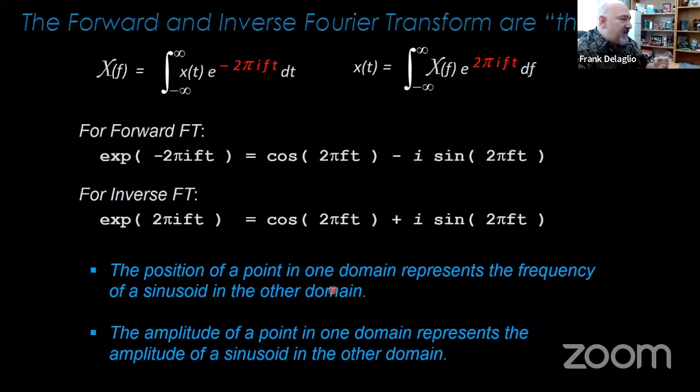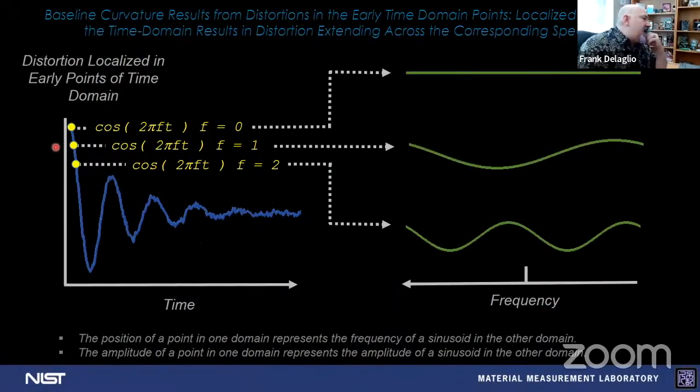And so very specifically, the two things to keep in mind are that the position of a point in one domain represents the frequency of a sinusoid in the other domain, and the amplitude of a point in one domain represents the amplitude of the corresponding sinusoid in the other domain. So what does that mean for us in practice? Well, when we consider time domain data, as we've said, each point in the time domain data means a sinusoid in the spectrum, in the frequency domain.